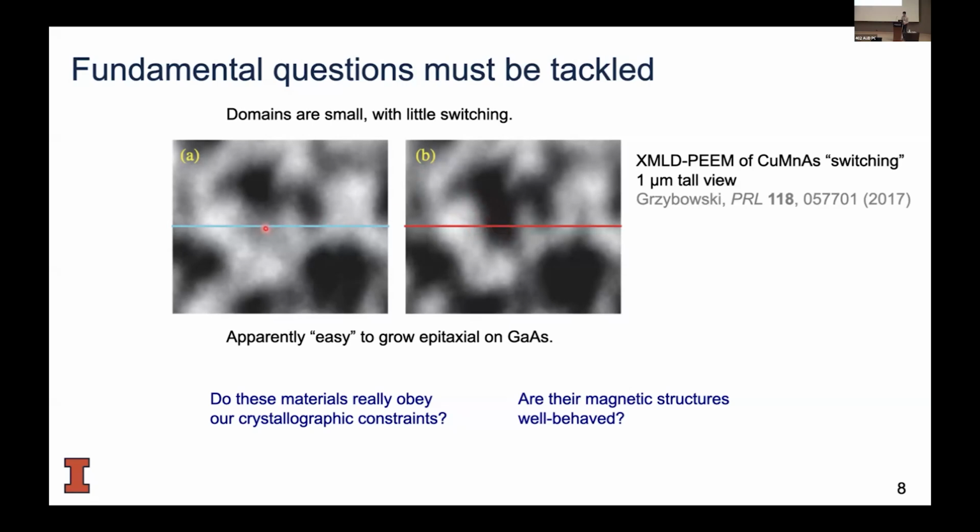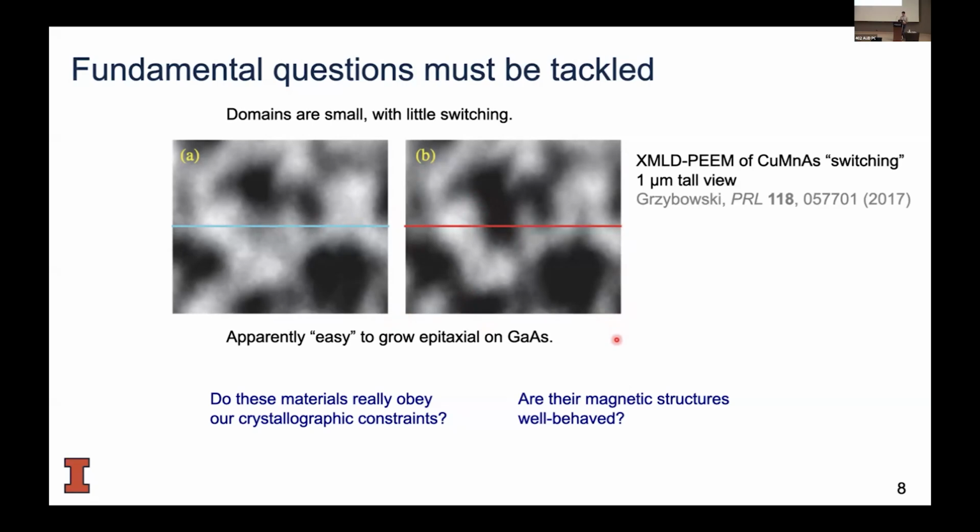I'm not sure that this is something that I want to build my next data center on, but yeah, you know, this is a 1 micron square, so these domains are really small. And there's some other energy scale, it seems like, that's pinning these domains. They can't just be flipping around in response to the applied current. And so that's what we wanted to understand.